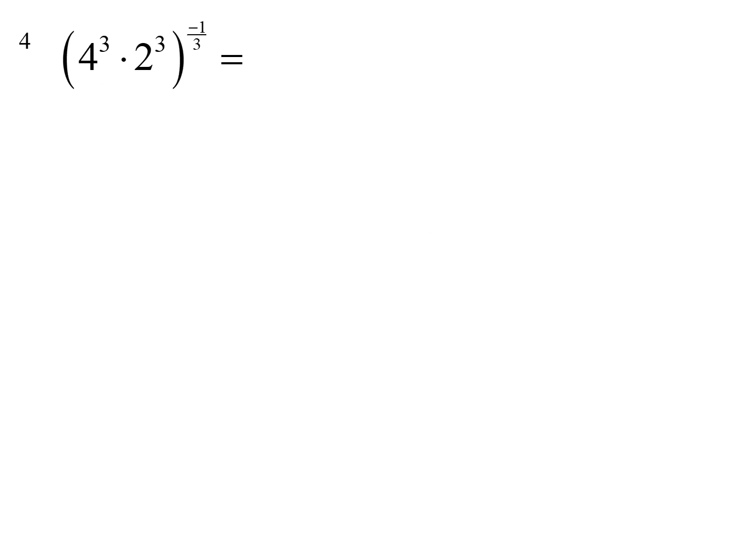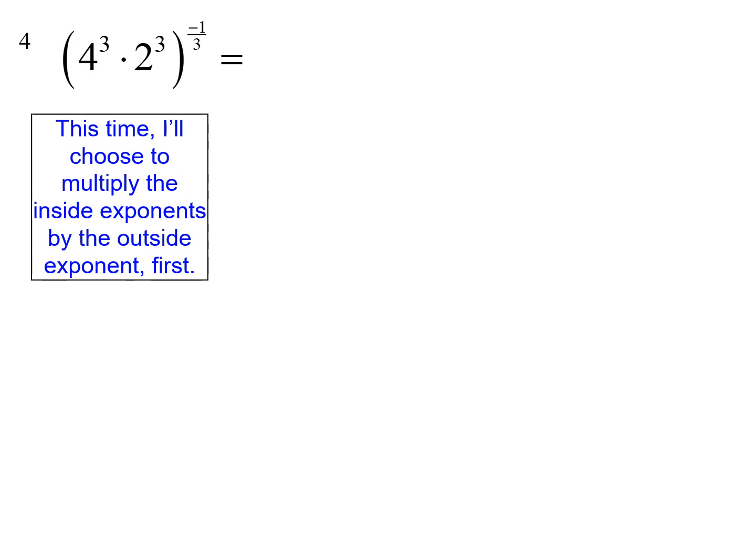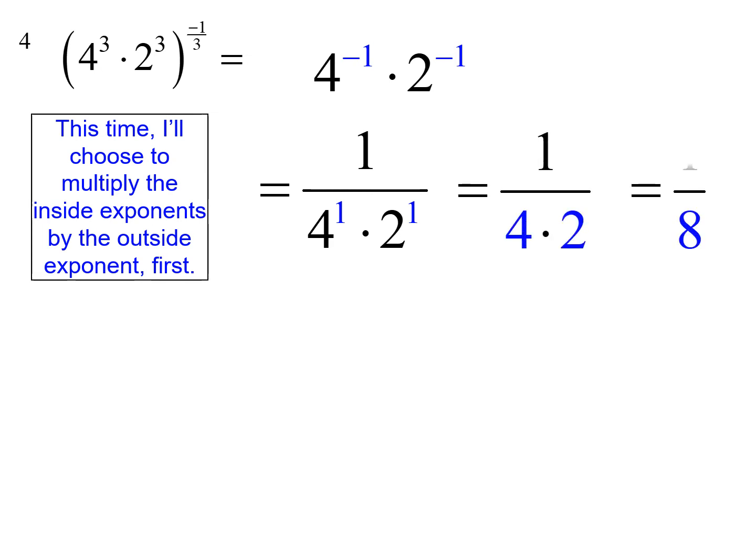All right, let's try one with a negative exponent. We're going to have to see if we can rewrite 4 so that we can get a like base with 2. Well, this time I chose to multiply the inside exponents by the outside exponents, and this is a different way to start. So I have 4 to the negative 1 power times 2 to the negative 1 power. And when I simplify that, I get 1 over 4 to the first power times 2 to the first power, which is 1 over 8.